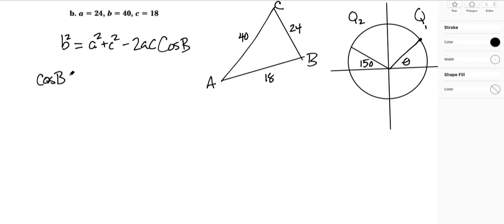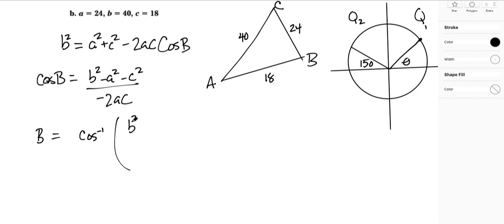If I solve for that cosine of b, I'm going to be subtracting a squared and c squared from this side. I hope I haven't confused you by switching sides. Hopefully it's not too bad, guys. And then I'm going to divide by negative 2ac. So all I did is alter this equation by isolating cosine b, moving everything over, dividing by 2ac. And now what I'm going to do is take the inverse cosine, so I'm going to find B. So the inverse cosine, or the arc cosine, of b squared minus a squared minus c squared over minus 2ac is going to give me my answer.